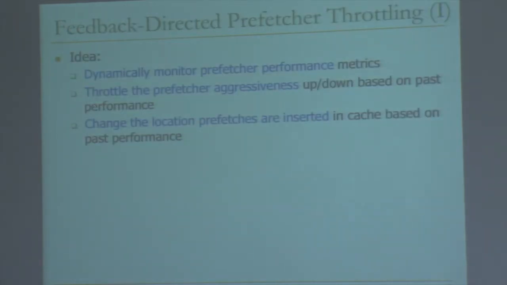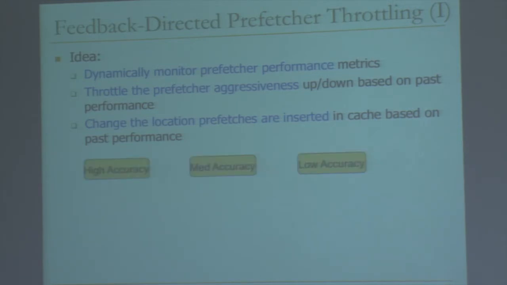So one idea that's described in the paper that you're reading, and that's actually being employed in processors, is to dynamically monitor the metrics of prefetcher performance and throttle the prefetcher aggressiveness up and down based on these past performance metrics. We're going to talk about these. But you could also change the location of prefetches in the cache, where you insert the prefetches, based on this past performance as well. Do you insert them at the MRU position? Do you insert them at the LRU position? Do you insert them in the middle, such that they don't cause pollution? So let's take a look at some of these decisions.